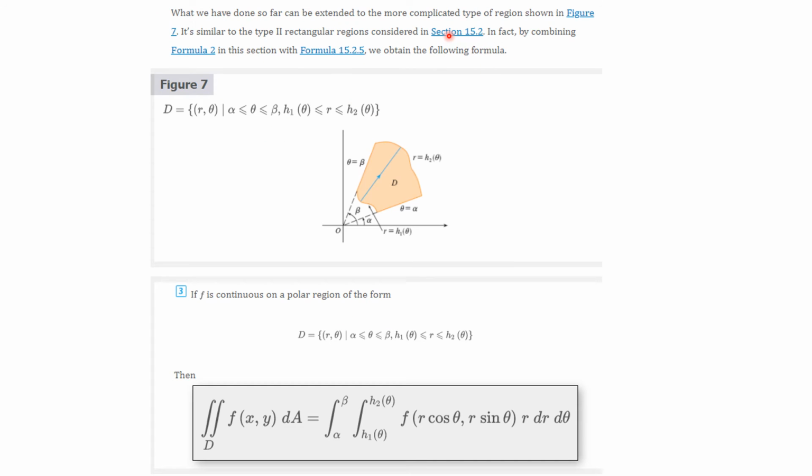So what we've done so far is we've extended the idea to polar rectangles of iterated integrals. But we can do something more general than that, and this is similar to the type 2 rectangular regions that we did before. So now we're going to talk about a D that is going to have theta running from alpha to beta, but the boundaries are going to be r equal h2 of theta out here, and h1 of theta here. And if we think about this in the same context, we'll realize that to integrate something like this over such a region D, we're going to have theta going from alpha to beta, just as before, but r is going to be going from h1 of theta to h2 of theta. And this is f of r cosine theta, r sine theta, and then as always, dA is r dr d theta.